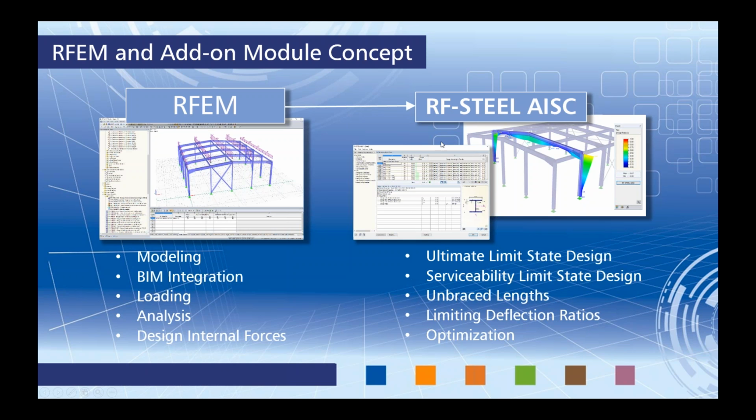And from here, we'll actually take these design internal forces and bring them into our add-on module, RF STEEL AISC. Within this add-on module, we actually take all of the information from RFEM, such as materials, sections, the loading that we had already done, and we'll take those and do an ultimate and serviceability limit state design. But we also need to verify some additional information that's related to our code checks, such as things like unbraced lengths, giving the add-on module the limiting deflection ratios for our deflection check, and this is also where we will be doing the optimization of our structure.